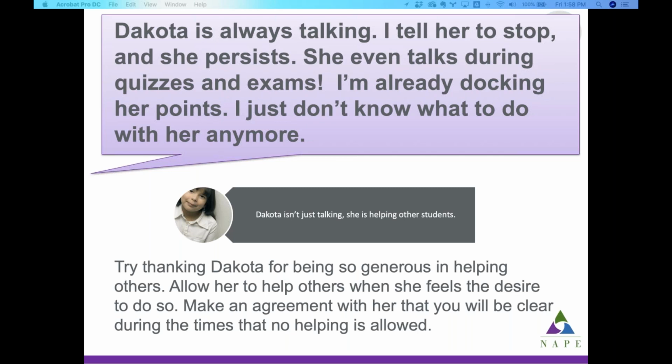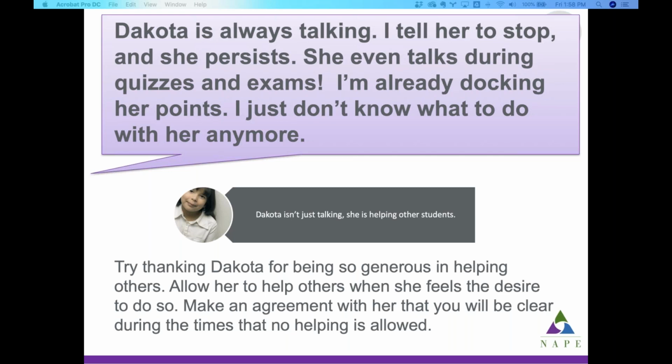And so how you would manage this and make the student still feel like a whole individual is helping to coach her and say, look, Dakota, I'm so grateful that you do this. However, there really are times when we can't share, and then you're going to have some kind of way of communicating with her when you can't help others.